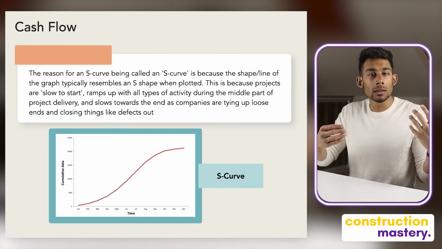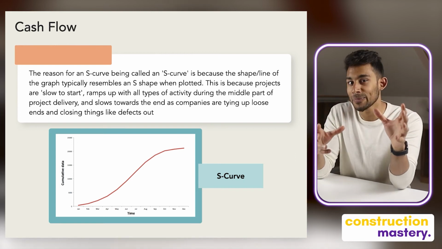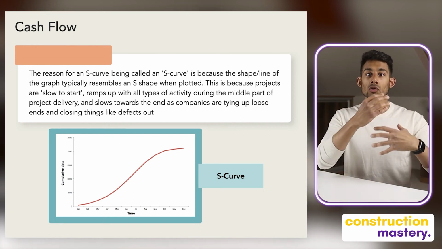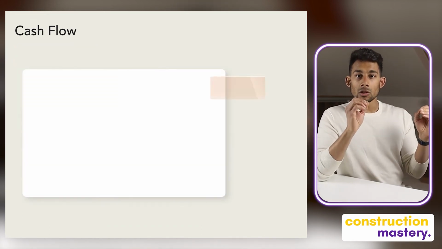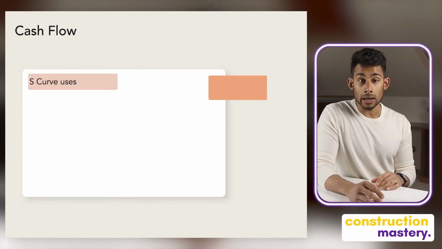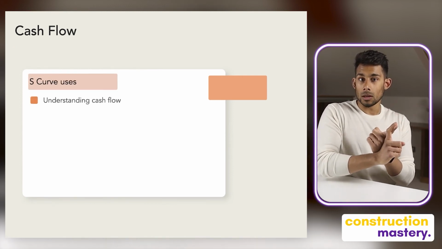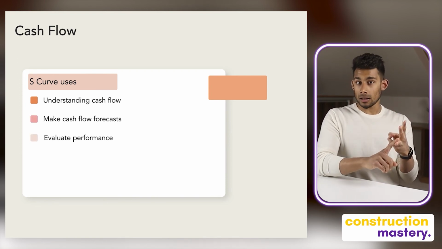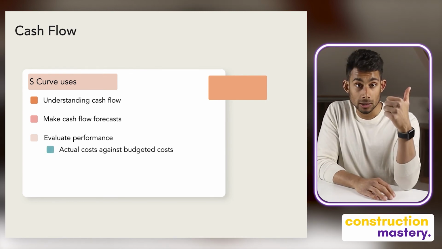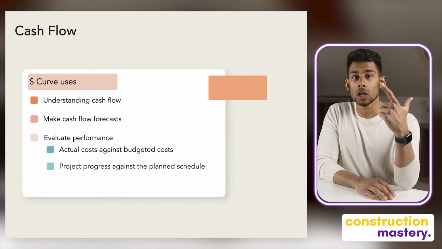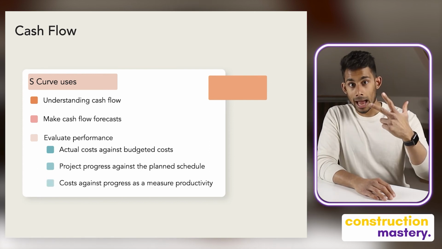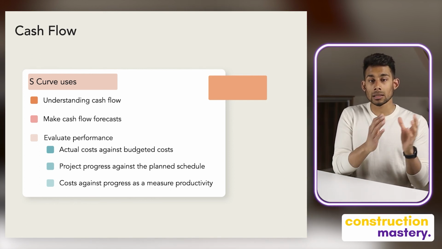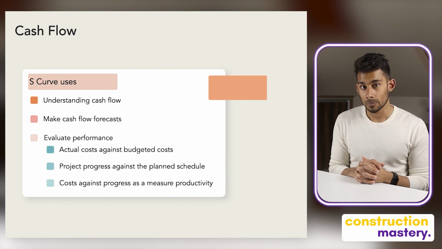And how is an S-curve used in construction, you may be asking? Construction S-curves can be used for a multitude of things, as they are essentially just tracking progress. Some of the main use cases for construction S-curves include, number 1, understanding cash flow. Number 2, making cash flow forecasts. Number 3, evaluating performance. And by that, I mean actual costs against budgeted costs, project progress against the planned schedule, and costs against progress as a measure of productivity. And construction companies could even use S-curves to plot activities to better understand resource allocation.